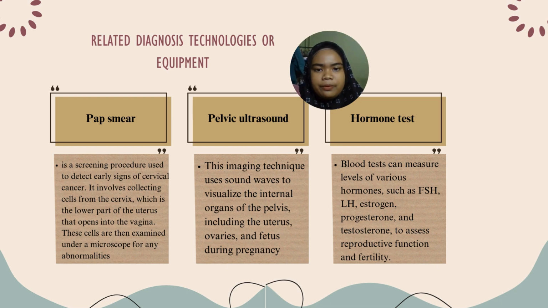Next, pelvic ultrasound. This imaging technique uses sound waves to visualize the internal organs of the pelvis, including the uterus, ovary, and fetus during the pregnancy. And the last one is hormone test. Blood tests can measure level of various hormones such as FSH, LH, estrogen, progesterone, and testosterone to assess reproductive function and fertility.